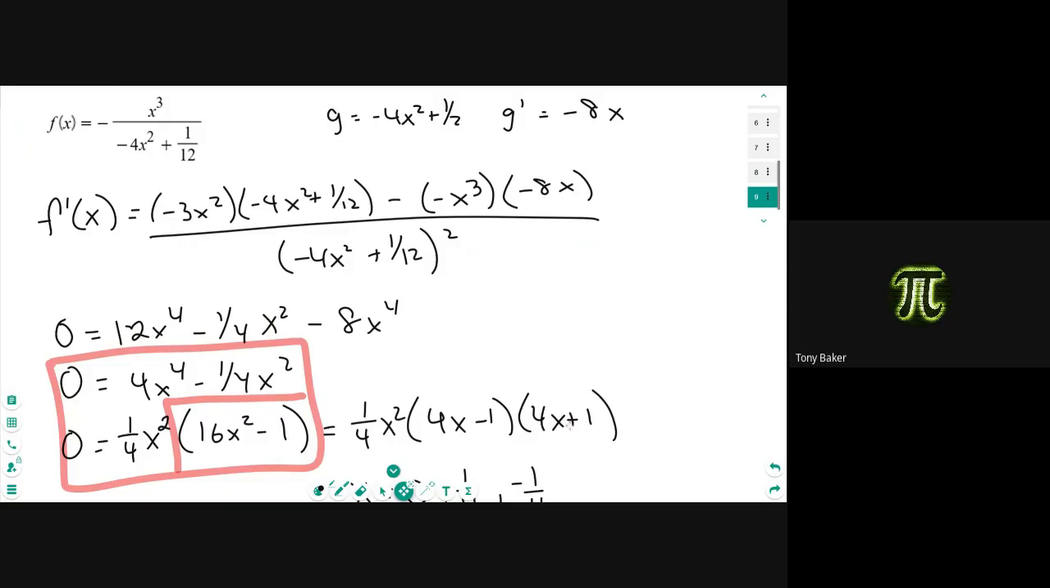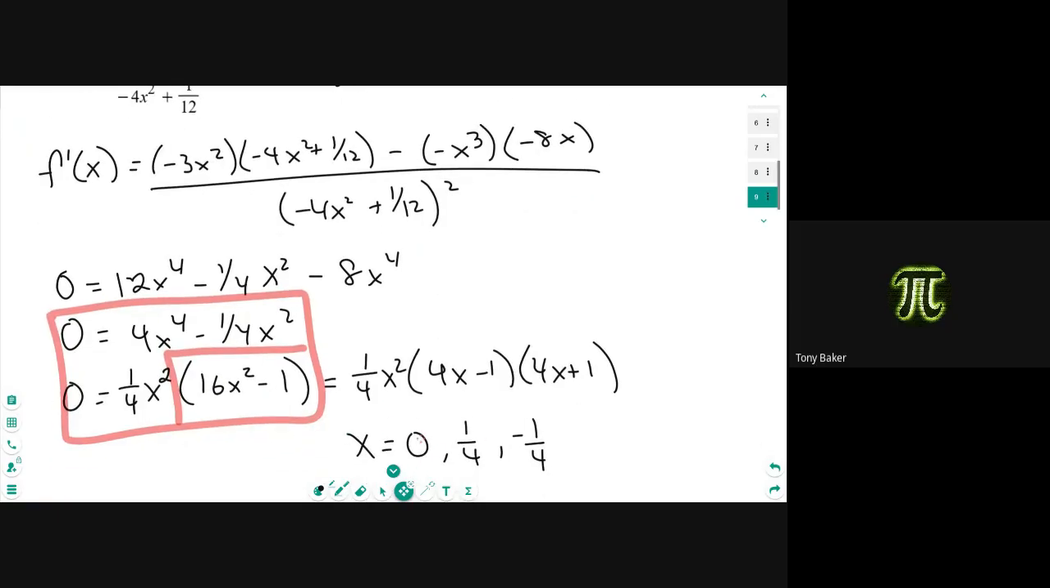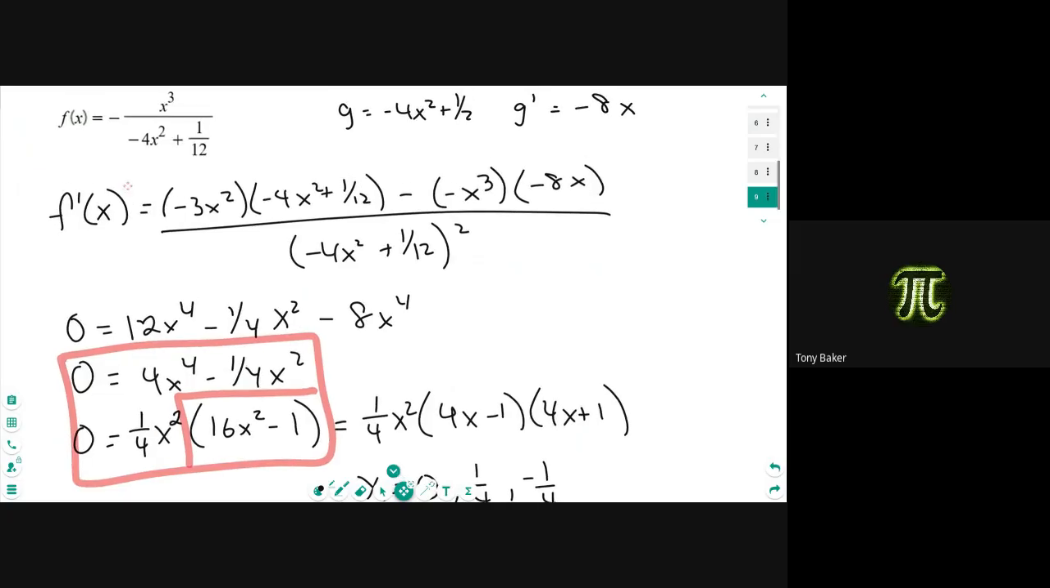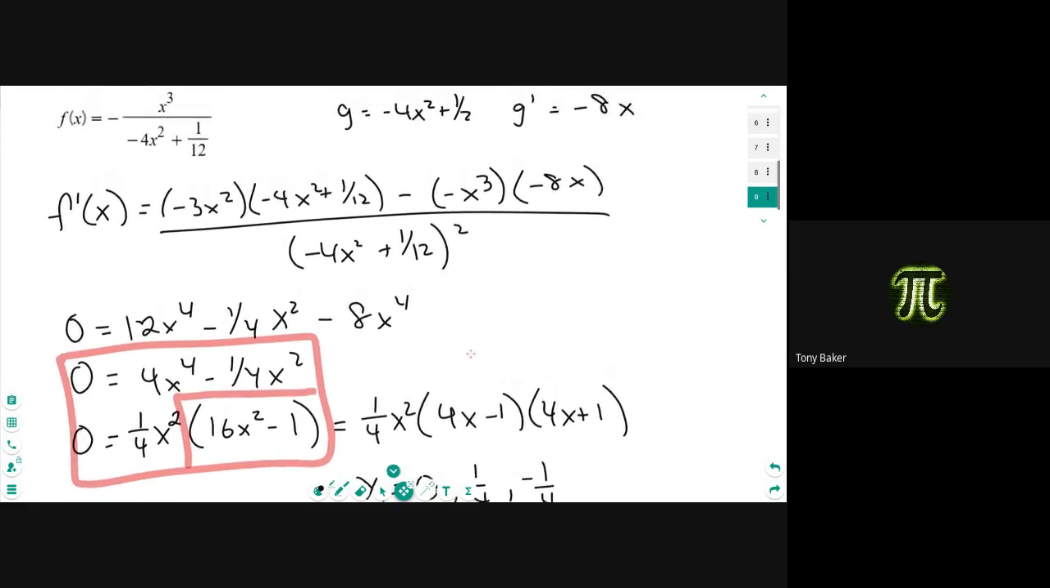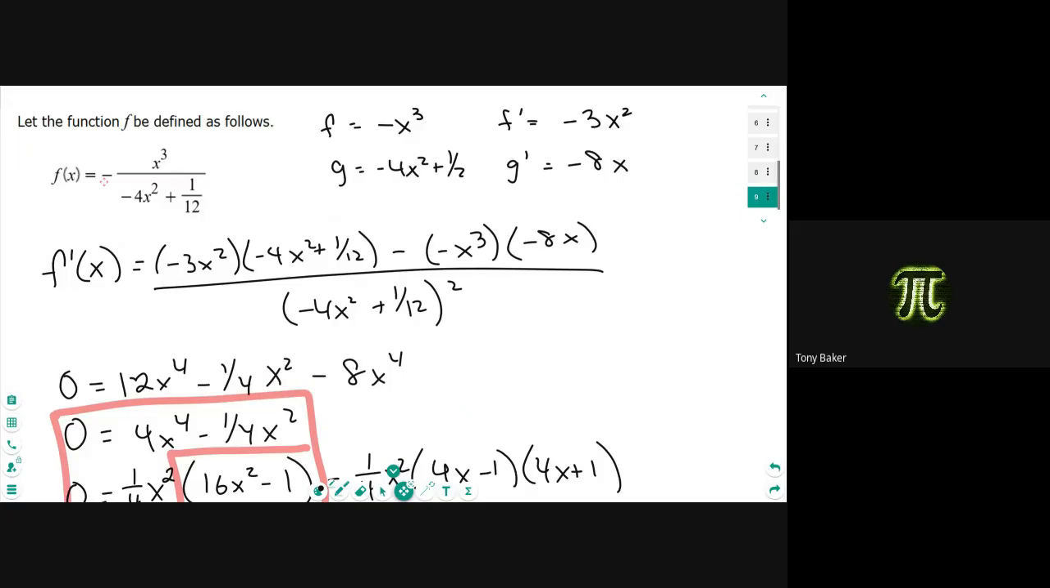However, we do have to make sure these exist in the original function. So if I plug 0 into the denominator, does that exist? Does it work? Yeah, because that'd be 1/12, right? Yes. Because there was a negative in front of the whole fraction, so I just put it up top, instead of putting it out in the front of the whole thing and then remembering I have to move it through. No problem.